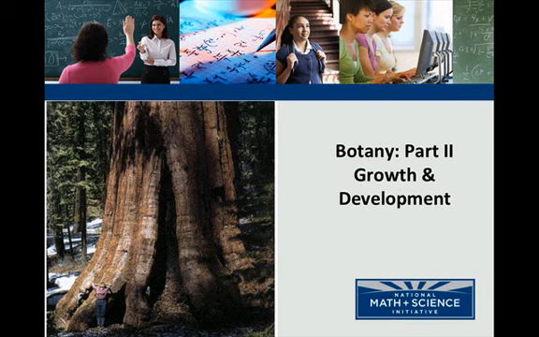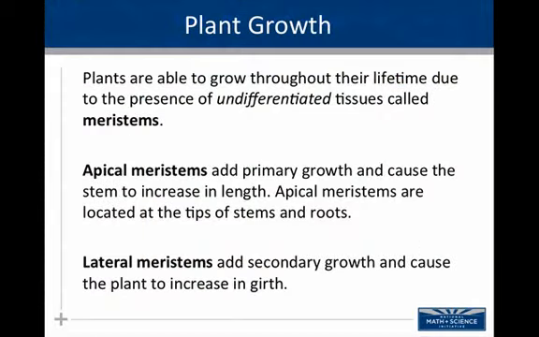I'm a science coordinator with the National Math and Science Initiative, and this screencast is the second in a series on botany to help us get ready for the AP Biology exam, and we're going to center this one around growth and development of plants. So, plants are able to grow throughout their lifetime due to the presence of undifferentiated tissues called meristems.